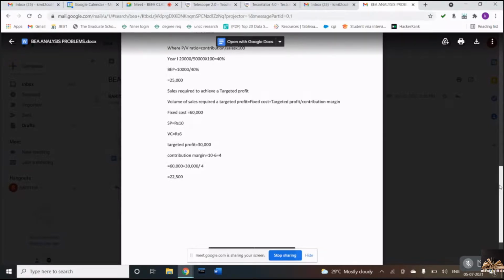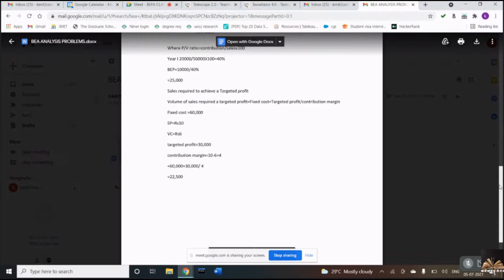Break-even is 25,000. What is margin of safety? What are actual sales? 25,000. Actual sales. Margin of safety is 25, but what are actual sales? 50,000. 50 minus break even sales 25. So margin of safety is 25,000.